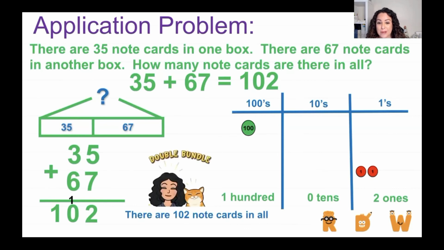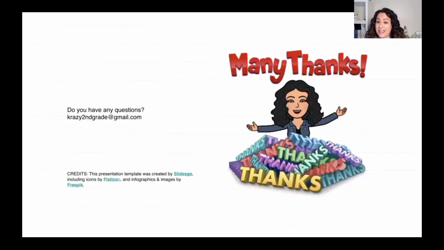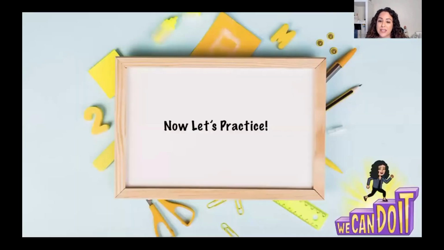And yes, this problem was a double bundle. So that's it for our lesson today. Nice and short. It's kind of review of what we've done in the past, but this time we have two compositions, so we have to remember to bundle twice. So let's go ahead and look at some practice problems in Seesaw.